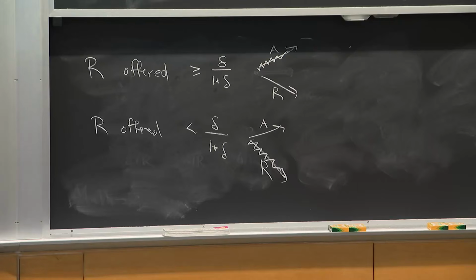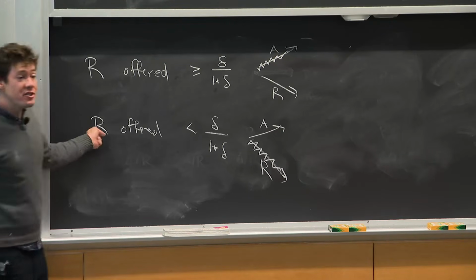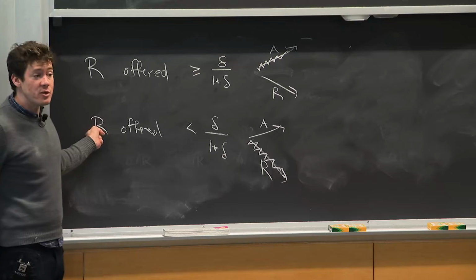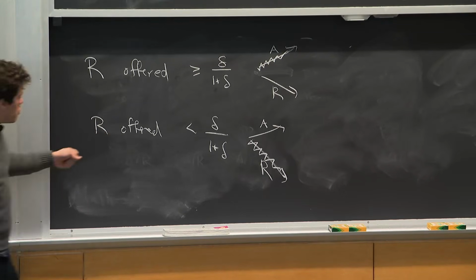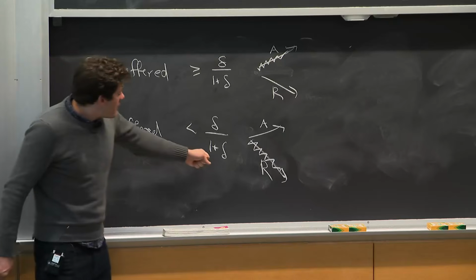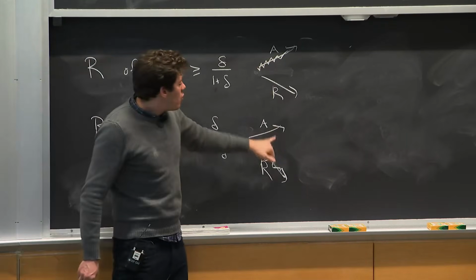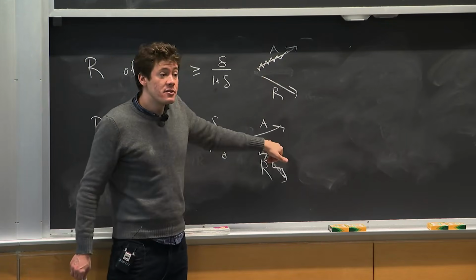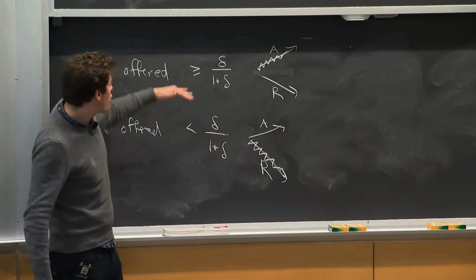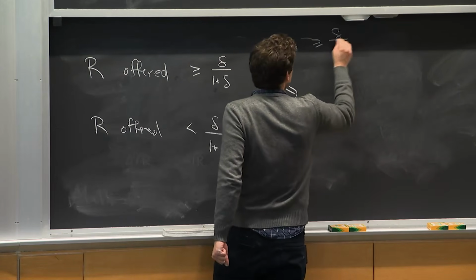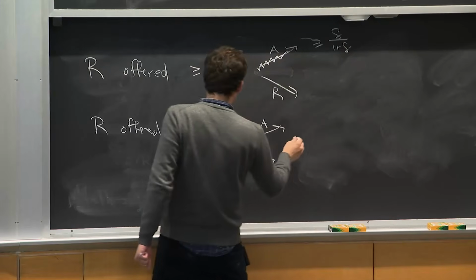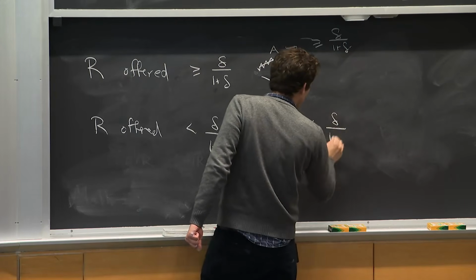And we need to check that I don't have a profitable one-shot deviation as the responder. So when I'm offered, it's easy to compute what I get when I accept these offers. Let's write that down. If I'm offered more than this and I accept, then I'm going to get whatever this amount is that's greater than or equal to delta over 1 plus delta. And over here, I'm going to get this amount that's less than delta over 1 plus delta.